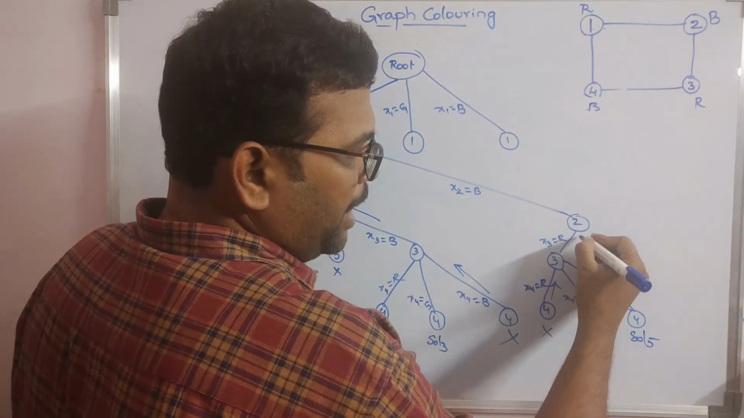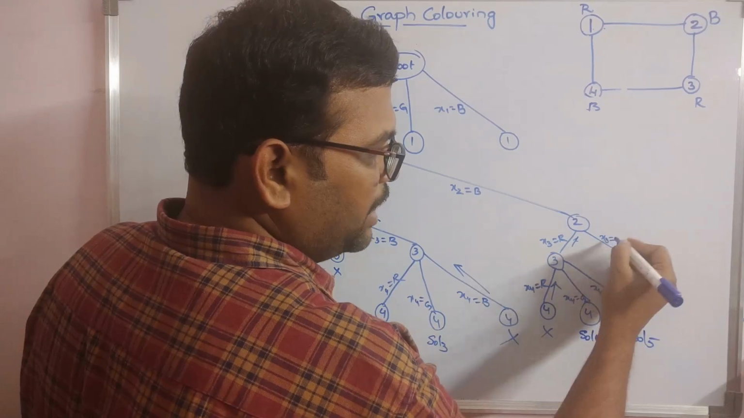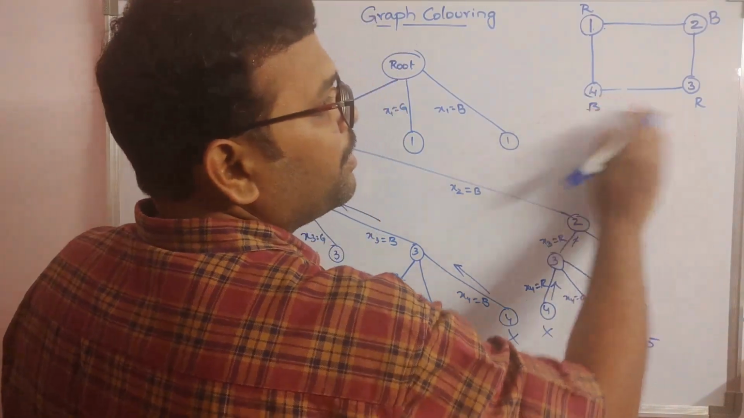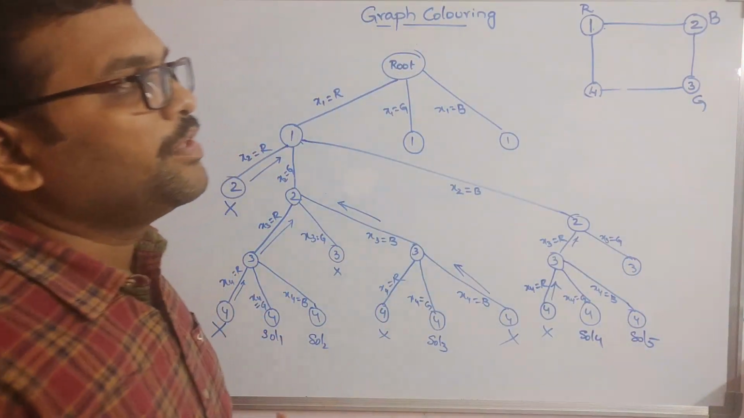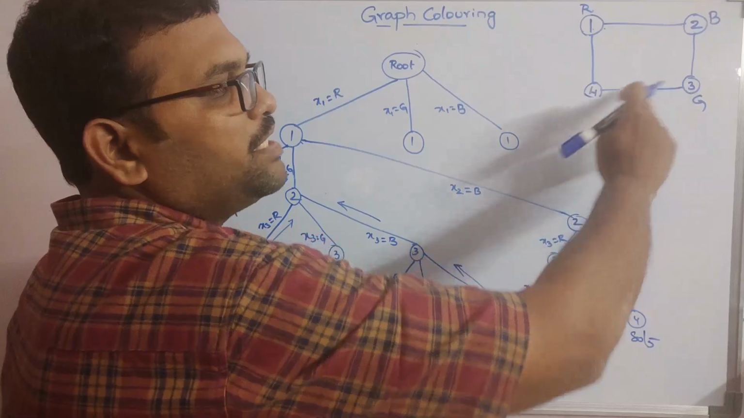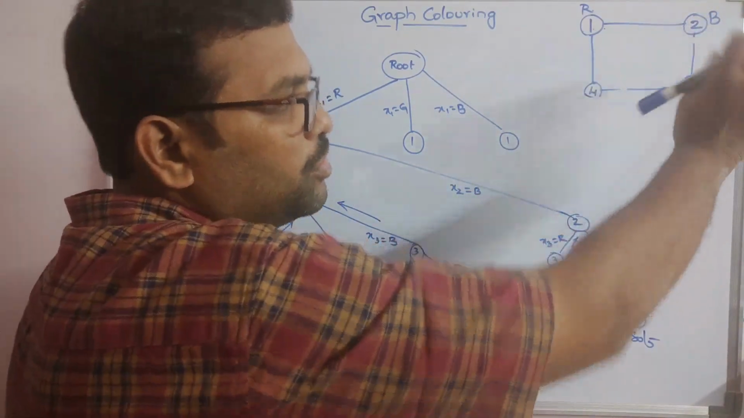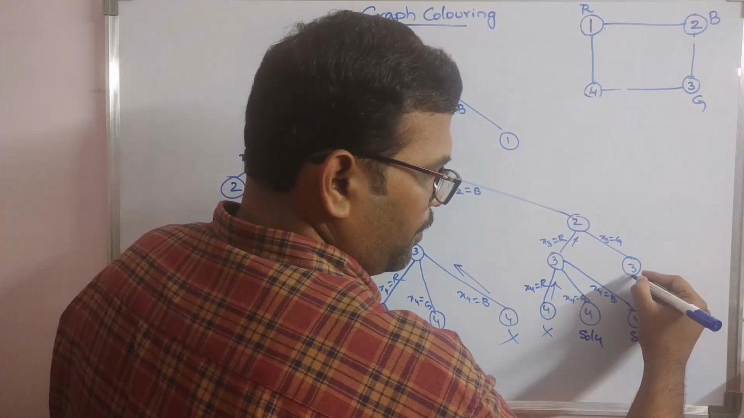Backtrack and move with the next possibility. If x3, that means the third region, is filled with green. Is it possible? Yes, because 3 is having adjacent nodes 4 and 2. 4 is not visited. 2 is filled with blue. So 3 can be filled with green. Yes.